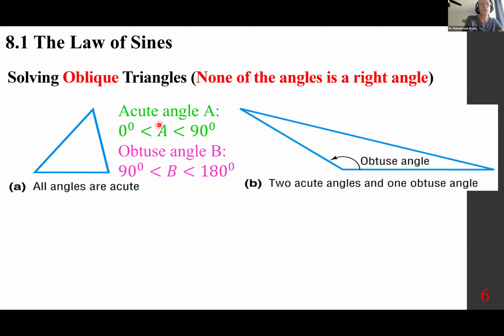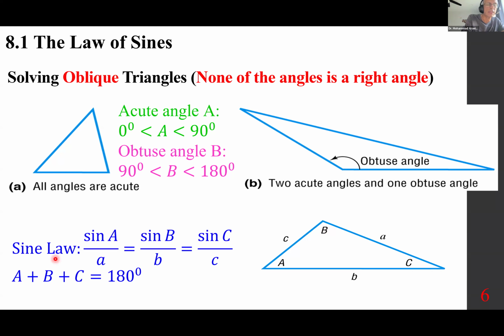Acute angle A is between 0 and 90 degrees. So all of those are between 0 and 90 degrees. Obtuse is larger than 90, but it has to be less than 180. So B is between 90 and 180. So this one is between 90 and 180. And of course, those two must be between 0 and 90 degrees. And if we look at this example, B is clearly larger than 90 degrees. That's an obtuse angle. A and C are both acute angles.